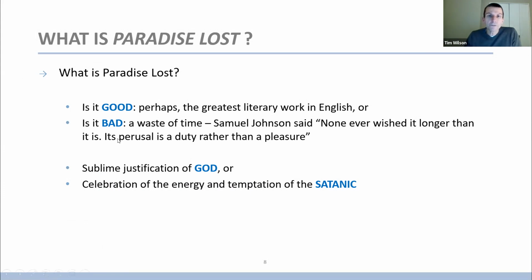And then Samuel Johnson, famously on the other side of it. So Samuel Johnson was an 18th century author and critic, famous in his own right, who said, "None ever wished it longer than it is. Its perusal is a duty rather than a pleasure." So maybe some of you are thinking that, I had to read it for class, it was a duty rather than a pleasure. But that comes with time, give it time. And then, the other maybe more profound question, is it a sublime justification of God? And as I said, being directed towards a higher purpose, or is it a celebration of the energy and the temptation of the satanic? Okay.